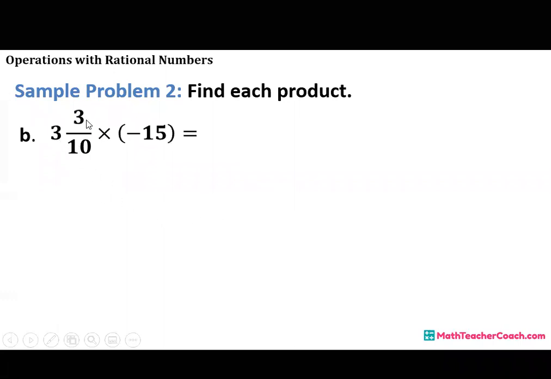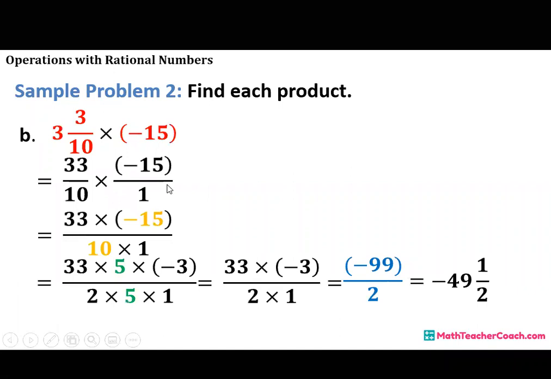So this one is 3 and 3 out of 10. What do you note about this one? This one is a mixed number, and this one is an integer. So what we have to do is change this one from mixed into a fraction. Like 10 times 3, it will be 30 plus 3.